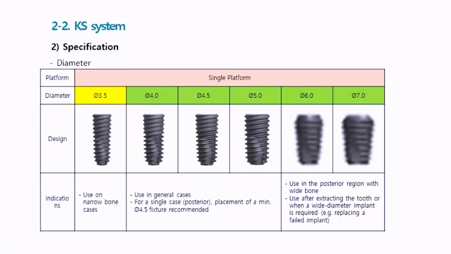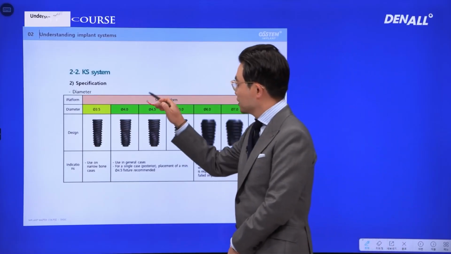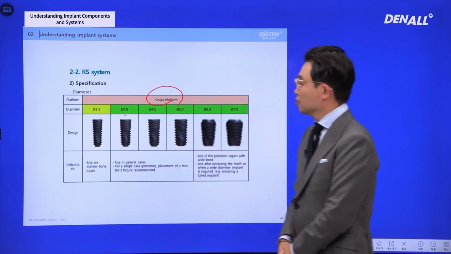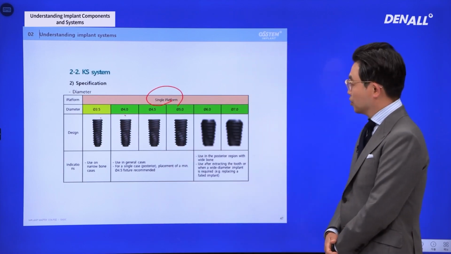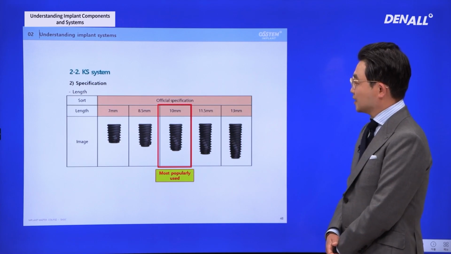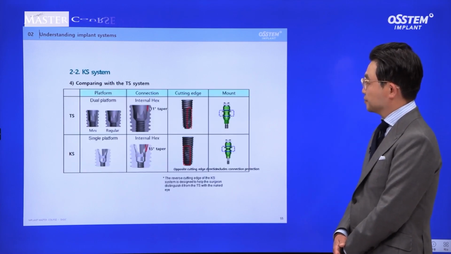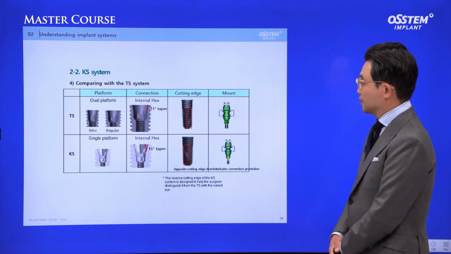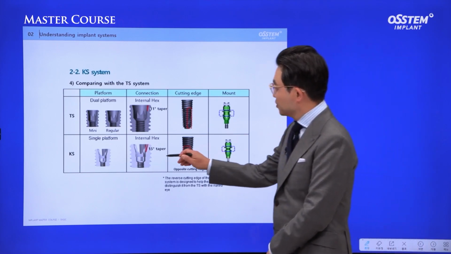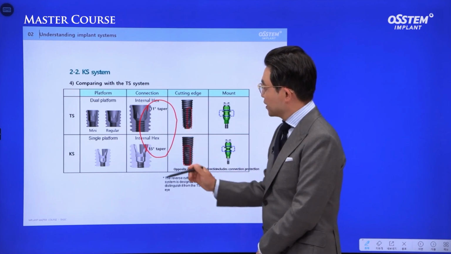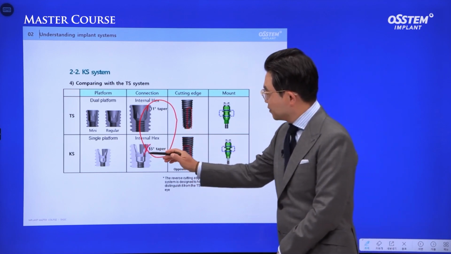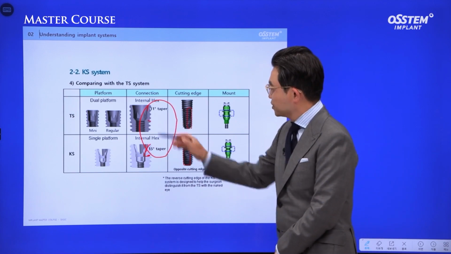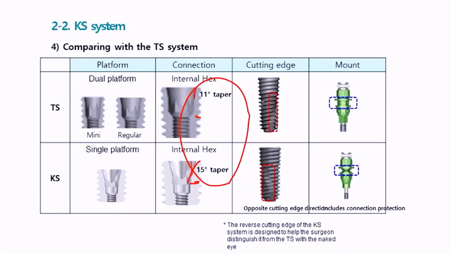KS, unlike the TS, has the same platform for all. So mini and regular share platforms. It doesn't have different lengths. And between TS and KS, structurally, the uniqueness is this tapered area. So KS has a stronger taper, so the wall thickness compared to 11 degrees can be thicker. So in terms of osseointegration, it can be more stable, especially on the posterior side.